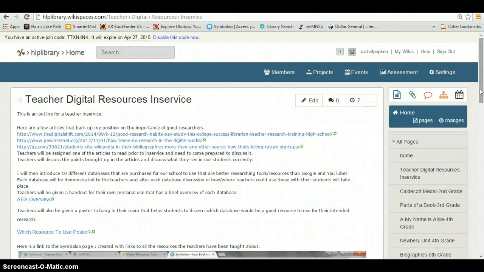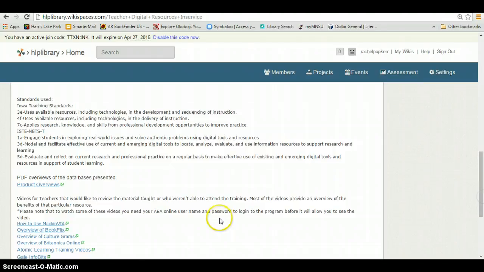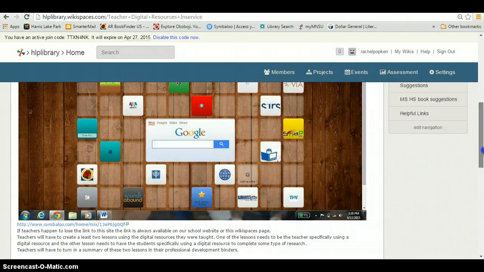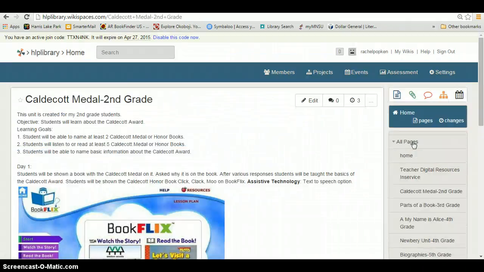There are several different resources available on this page, from posters for teachers to hang in their classroom, as well as how-to videos that teachers can go back and read over again, or that they can view if they missed the in-service. The next link is a series of lessons on the Caldecott Medal for second graders.